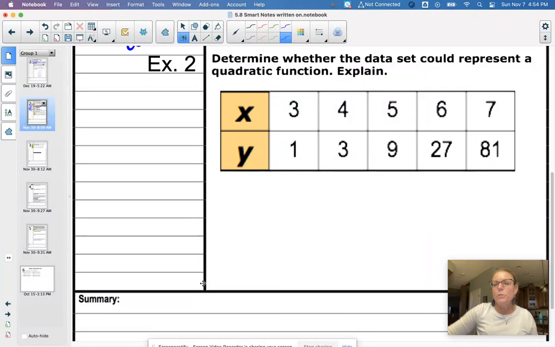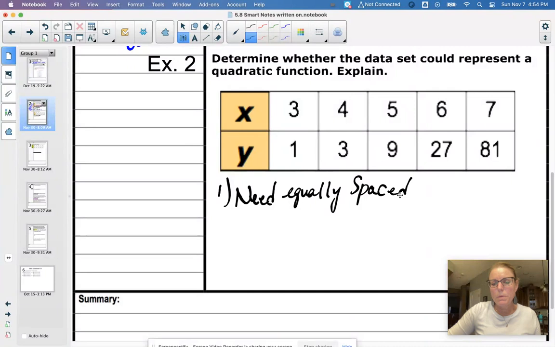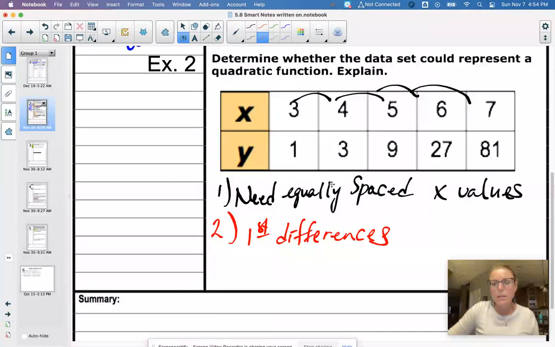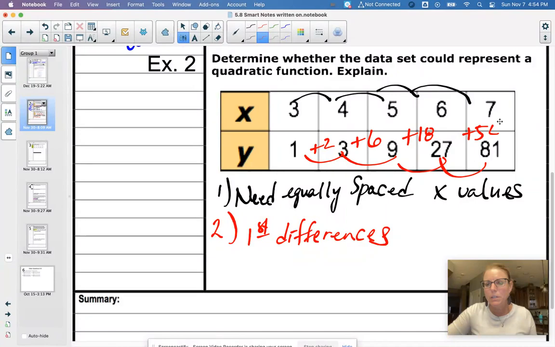Determine whether the data set could represent a quadratic function. Well, number one, we need equally spaced x values, up by one, up by one, up by one, up by one. So that's good. Number two, we need to look at our first differences. So let's do that. We'll put that in red. So this is going up by 2, this is going up by 6, up by 18, and up by 54. Okay, so we're looking at the first differences, just like we did here.